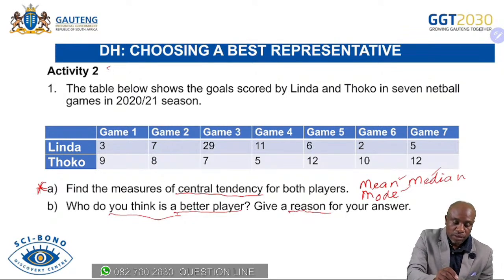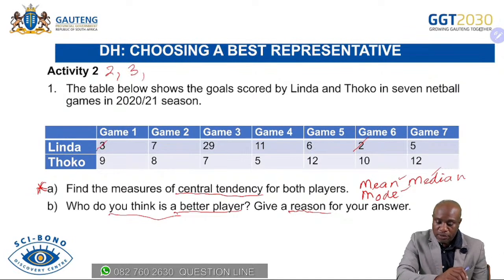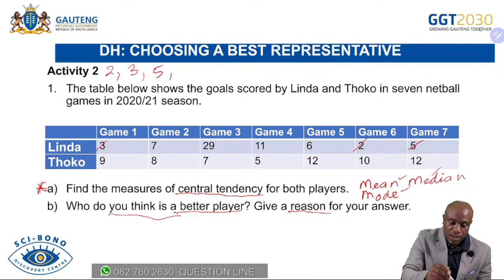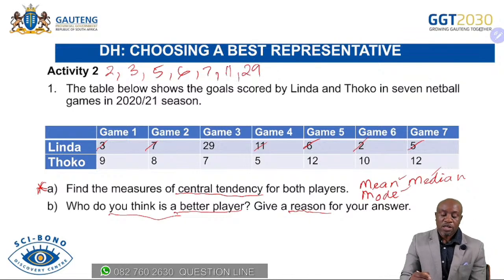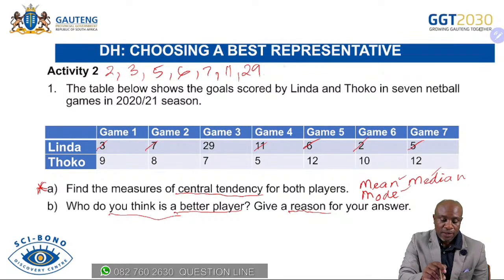Linda's lowest score is 2. The next one is a 3. The next one is a 5. So 5 comes third. And the next one is a 6, and the next one is a 7. And she also has 11. And the last score is a 29. So those were her scores: 2, 3, 5, 6, 7, 11, and 29.